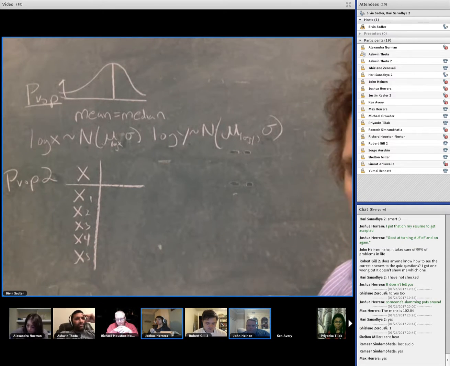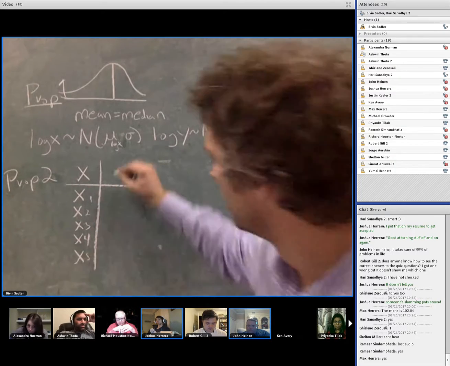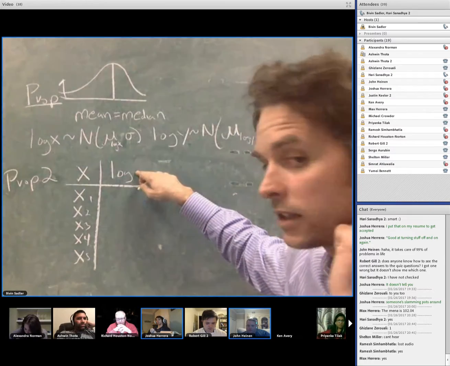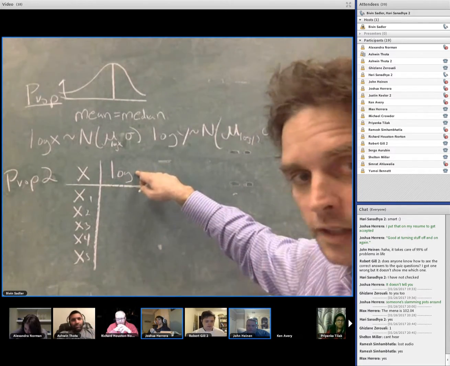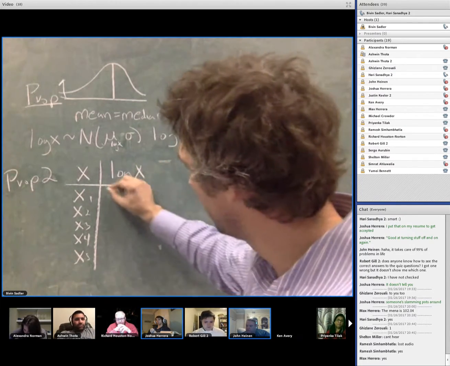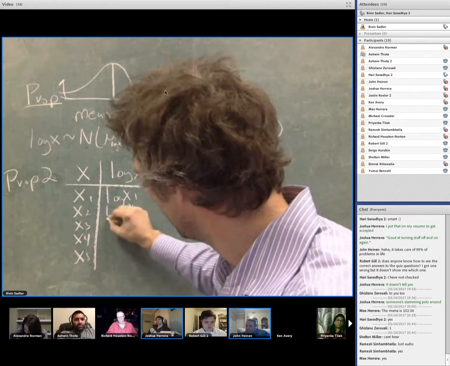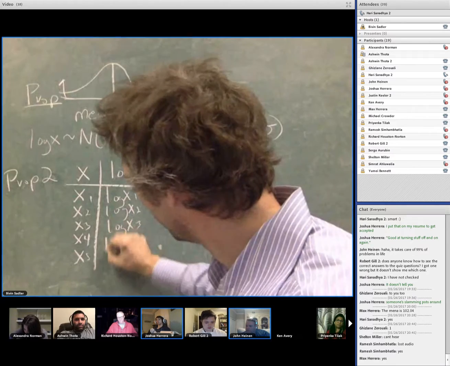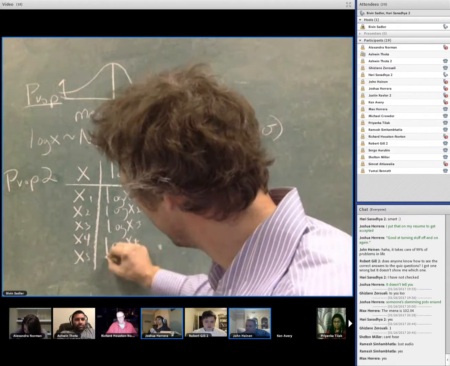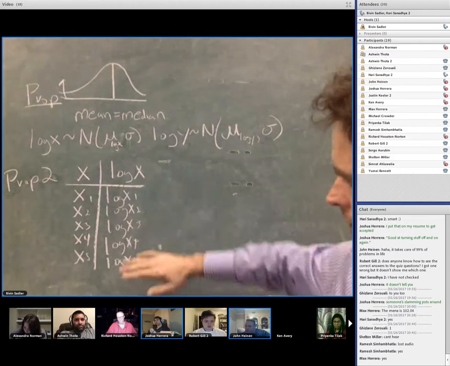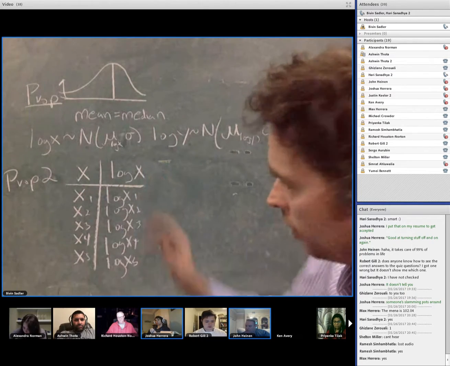Remember, log is a monotonic transformation. So if I look at the log of x, I have the log of x1, the log of x2, the log of x3, the log of x4, and the log of x5. What's the median of this? Log x3. That's the median of the log of x.